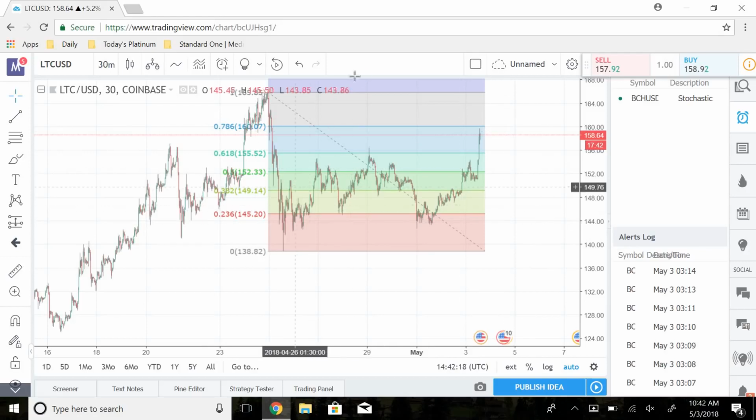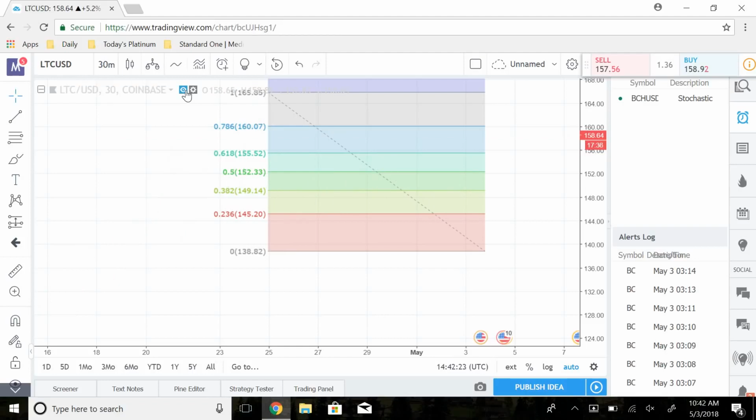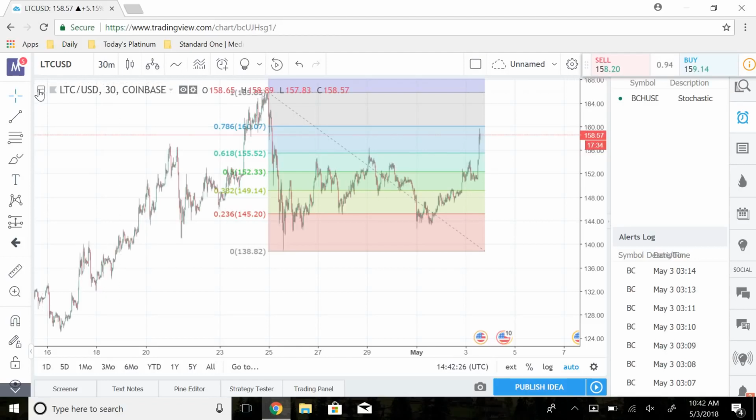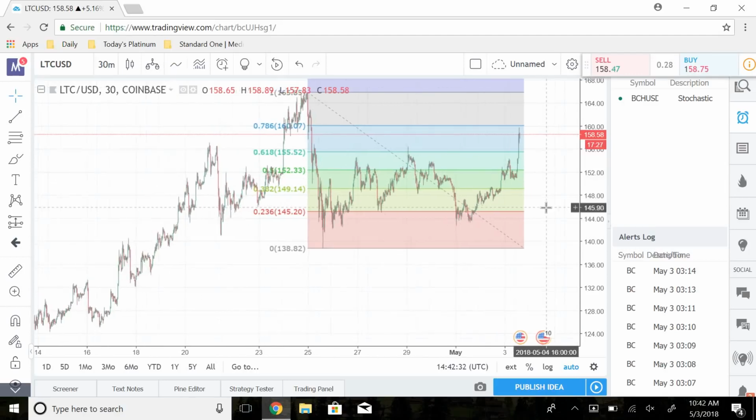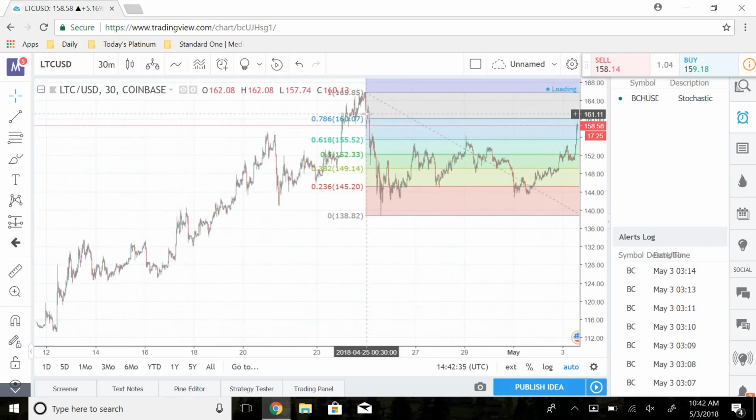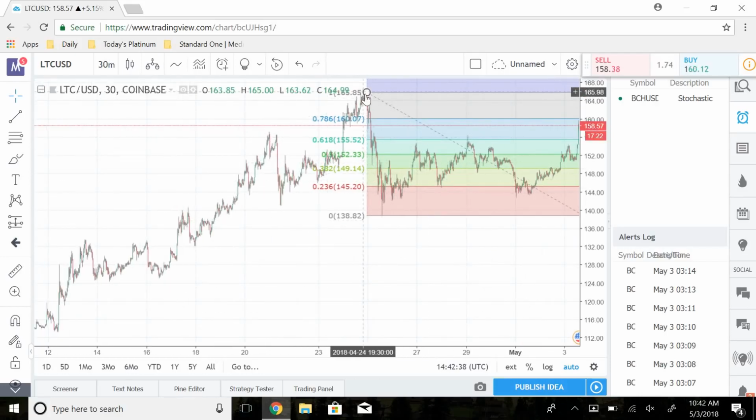And now you can see we have a bunch of different lines in different colors, right? Basically what you're looking at is the fall off of where you were at. So you came up from here, which you would be at 100%, and now you're at 0% all the way down here at this bottom price level. And these different levels are basically saying, okay, you're at 23%, almost back to where you were, 38%, 50%, 61%, and 78%.